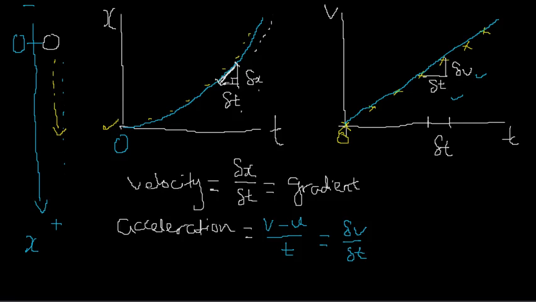Okay, which is actually, as you can see from this right angle triangle here, since delta v is the vertical side and delta t is the horizontal side, also the gradient of the graph.